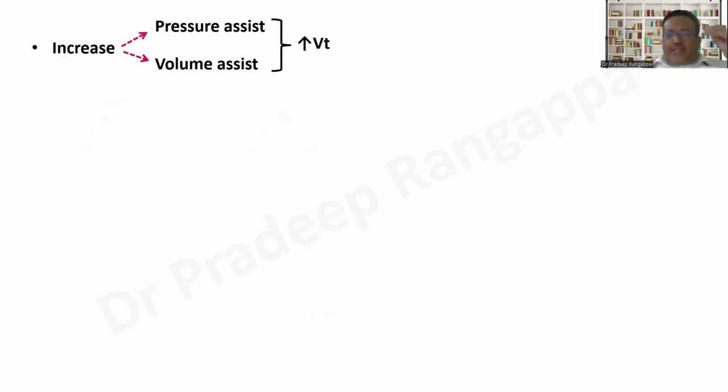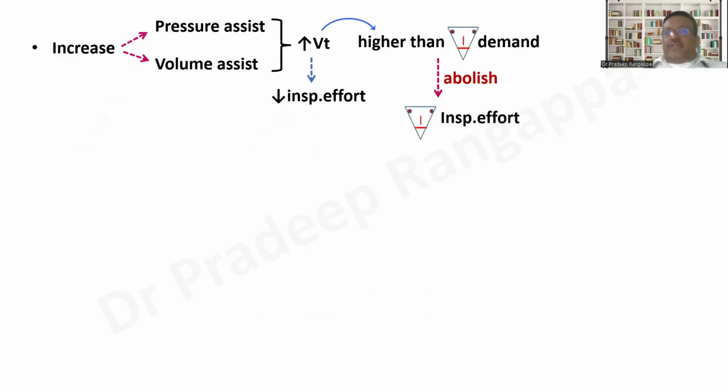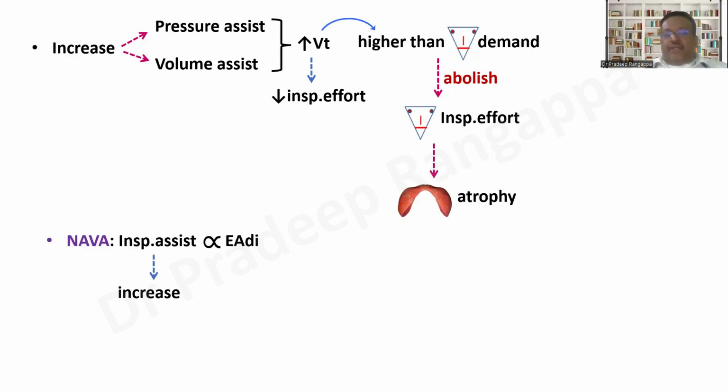So as we understand, an increase in the pressure assist or volume assist leads to an increase in the tidal volume, and an increase in tidal volume has been shown to reduce the inspiratory effort. If your tidal volume delivery is higher than the patient demand, that will abolish your inspiratory effort. So you are giving more tidal volume than what he needs. That will take away the patient's inspiratory effort, and that is shown to cause diaphragmatic atrophy.